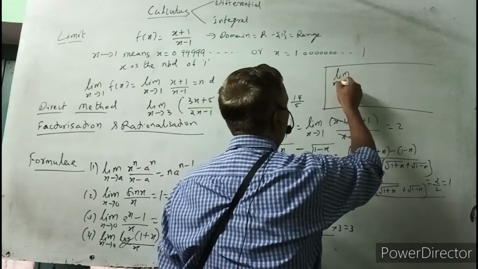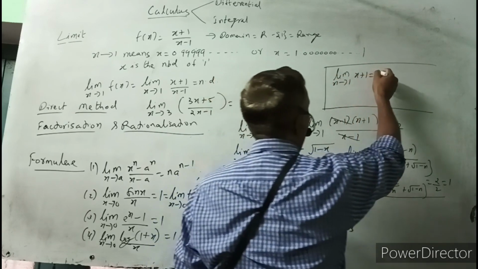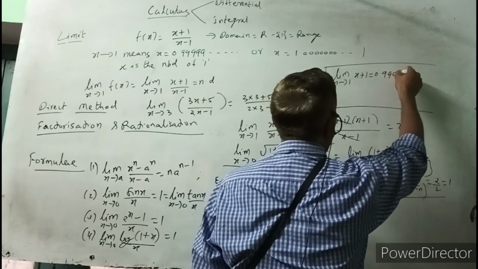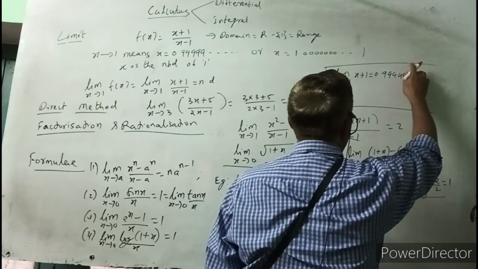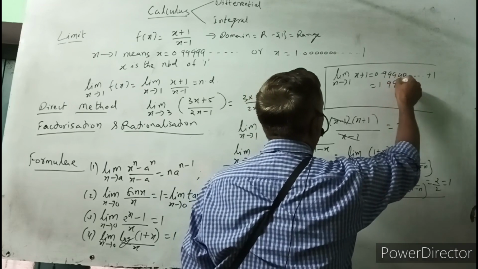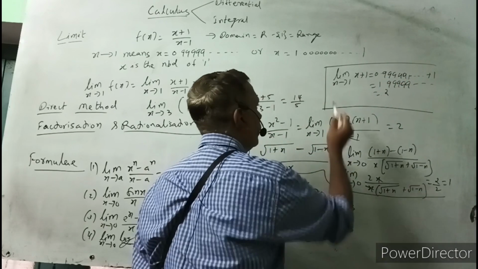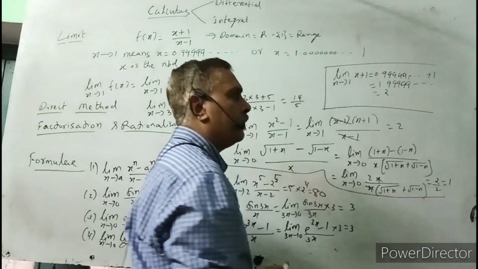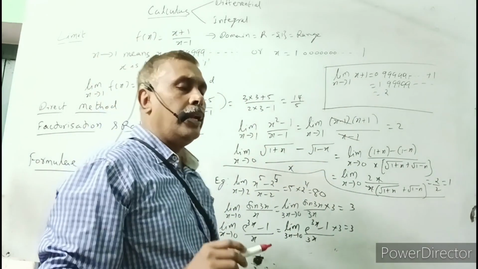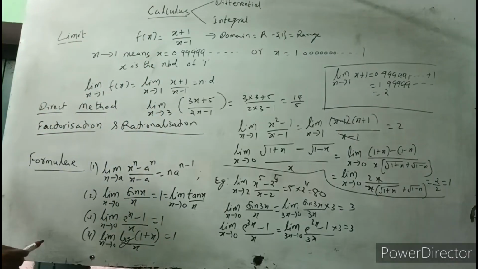Suppose limit x tends to 1 of x plus 1. This is equal to, suppose I am writing x as 0.999999 etc. plus 1. That will come 1.999999 etc. This is approximately equal to 2. That is why we are putting directly. But if the denominator is 0, then we cannot put directly.